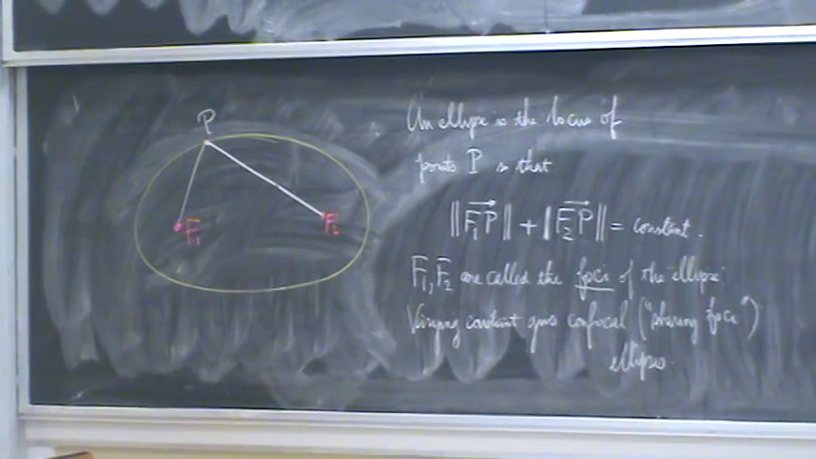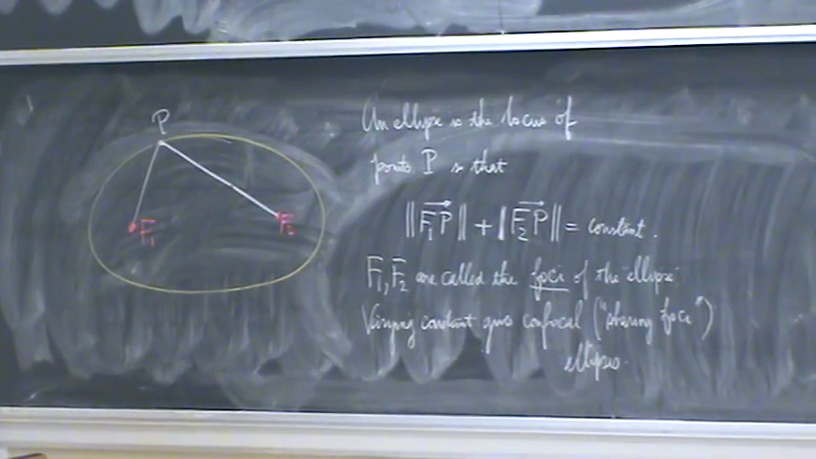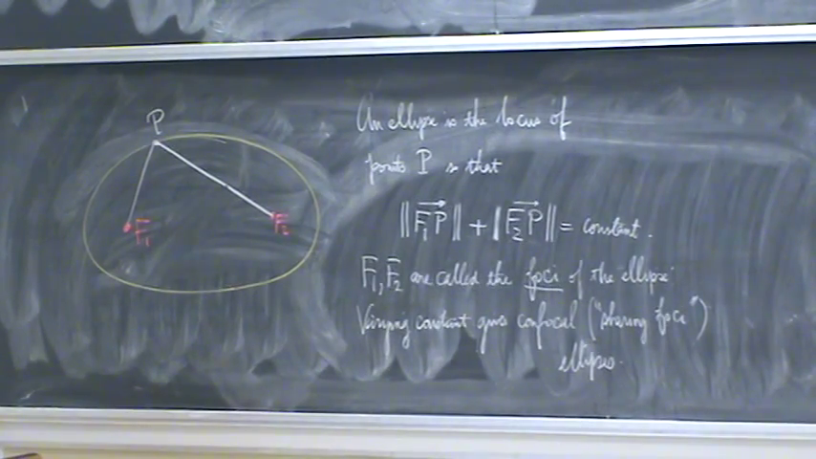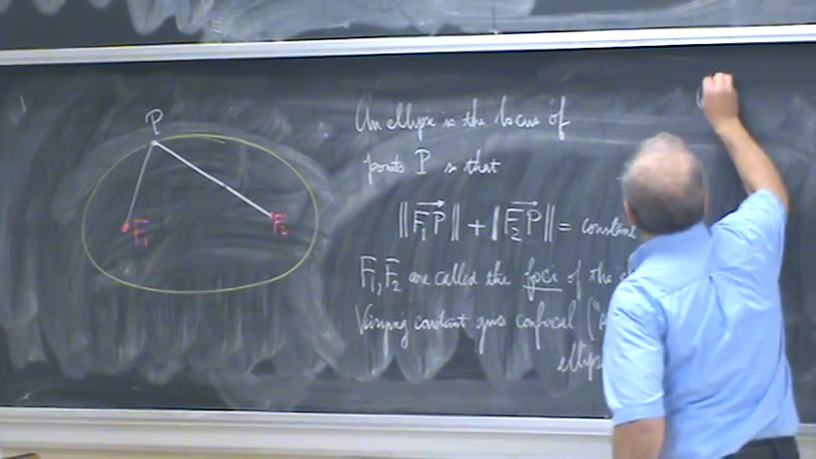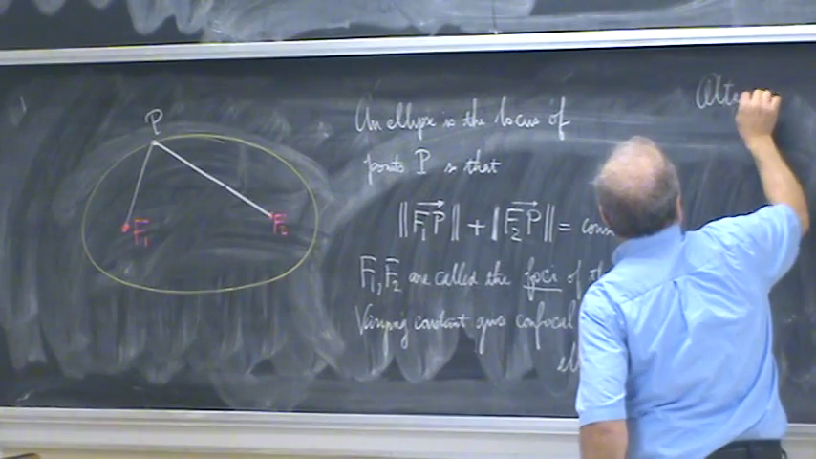Now, this is probably not the definition you guys have ever seen of an ellipse. How many of you have seen this before? What have most people seen? X squared over A squared plus Y squared over B squared equals 1. Anybody else seen anything else? Alternative.